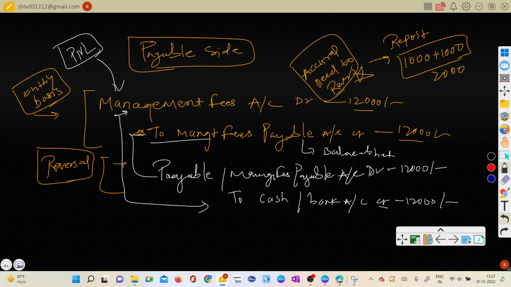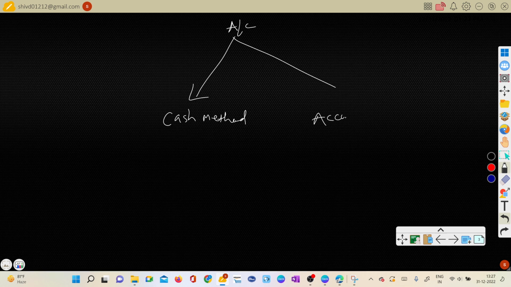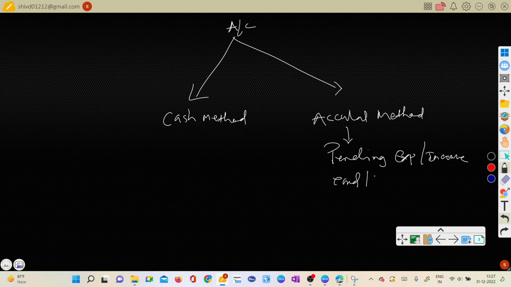Right? So let me quickly brief what we have discussed, or in short, I would like to summarize it. The accounting types that we have discussed: one is the cash method, and another one is the accrual method. Accrual method is for all pending expense and income, which has been earned or incurred but yet to be paid or received.